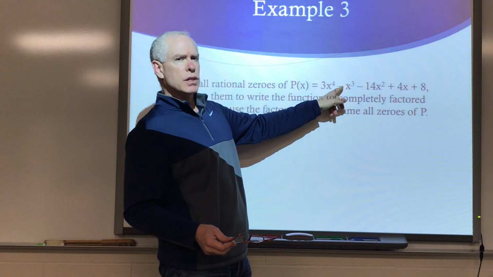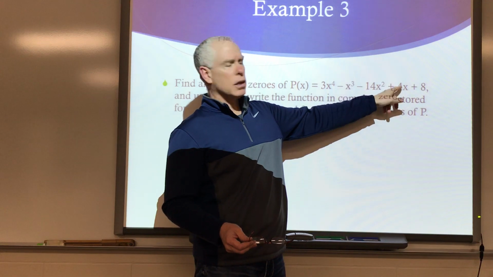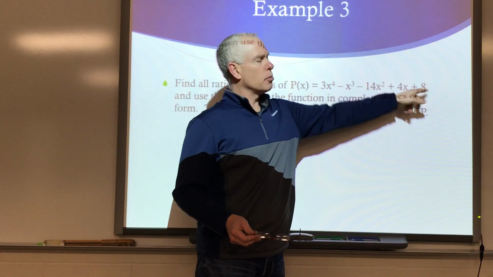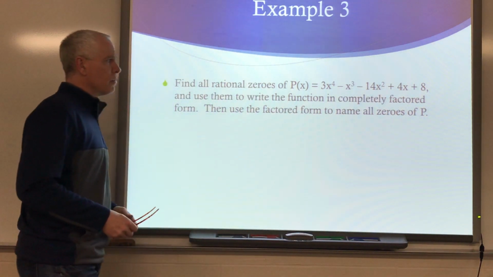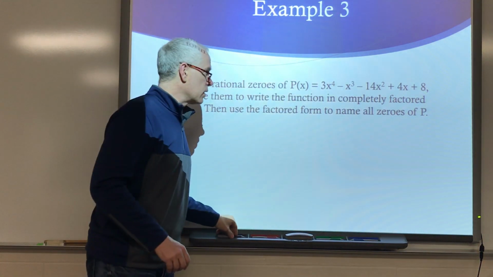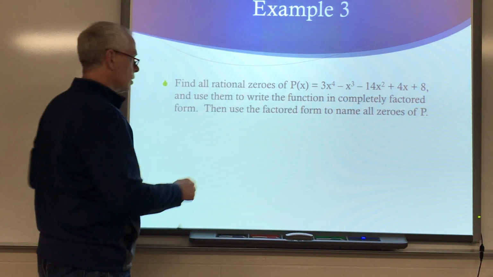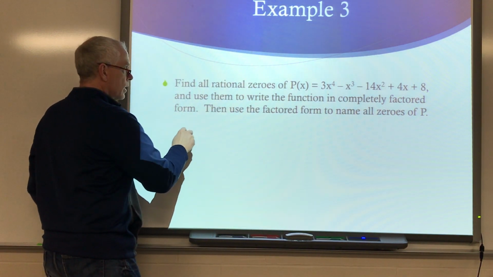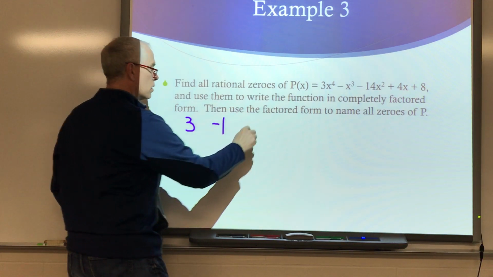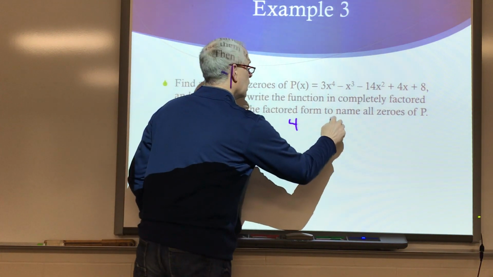3 plus negative 1 is 2, plus negative 14 is negative 12, plus 4 is negative 8, plus 8 is 0. And since all of the coefficients add up to 0, I know 1 is a factor. And so I'm going to use some synthetic division here to break this down a little bit. So 3, negative 1, negative 14, 4, and 8.